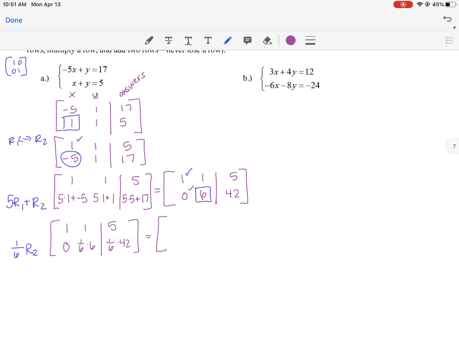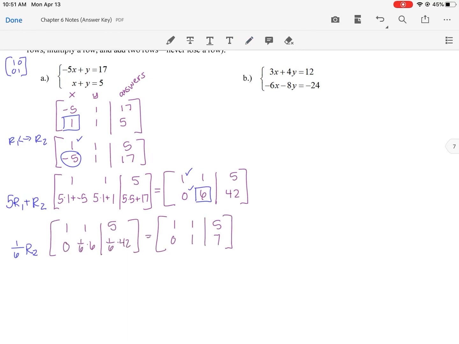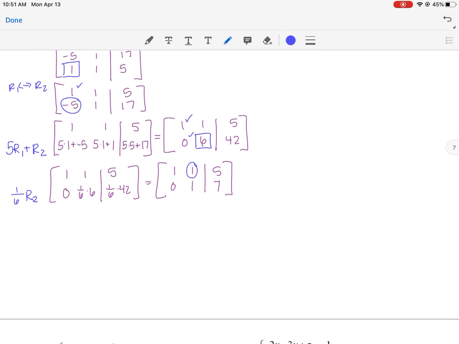0 times the 6 is still 0, but I'm going to do 1/6 times 6 and 1/6 times 42. Okay, so the top row hasn't changed at all, 1, 1, 5, and then I have 0, 1, 7. Now the only thing I have left is that above this 1, I want to make this a 0. The way I'm going to do that is I'm going to multiply row 2 by -1 and add it to row 1.